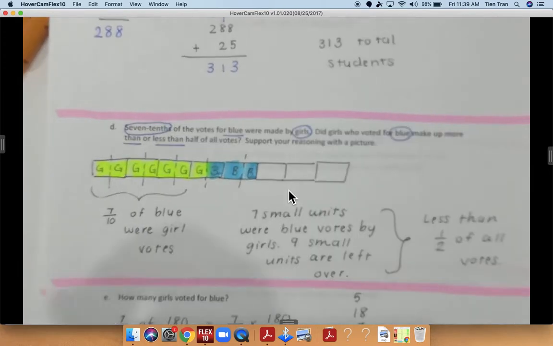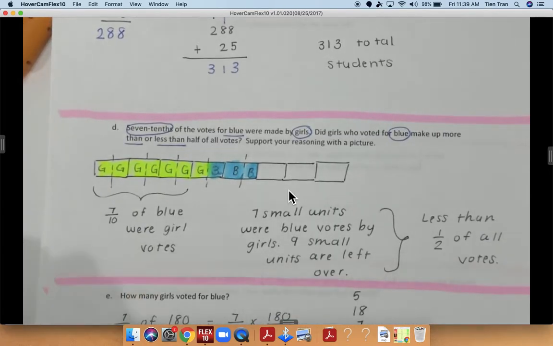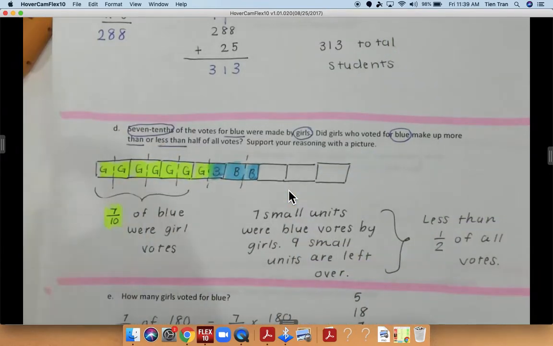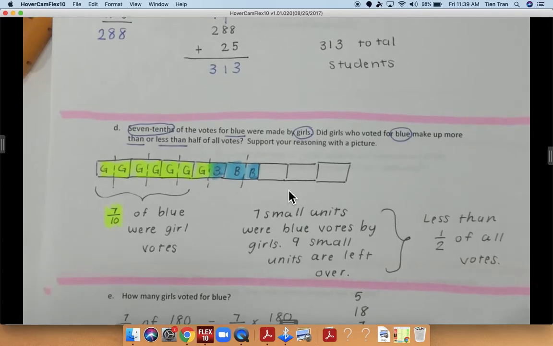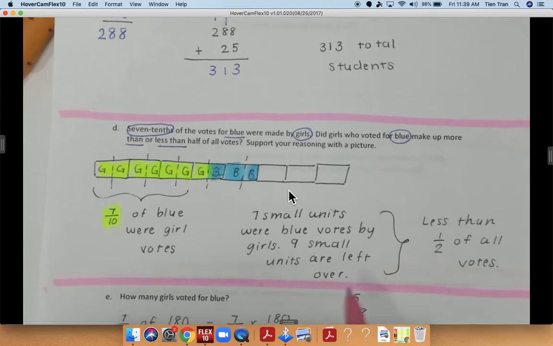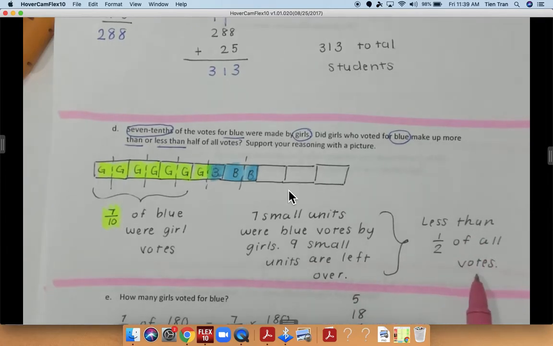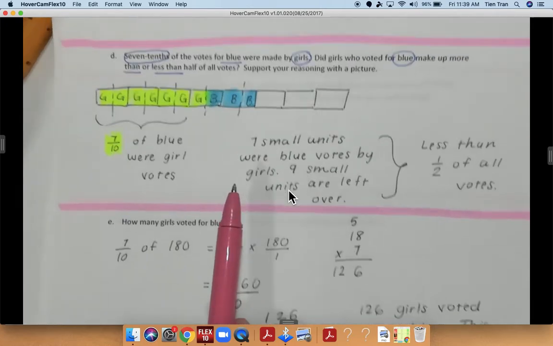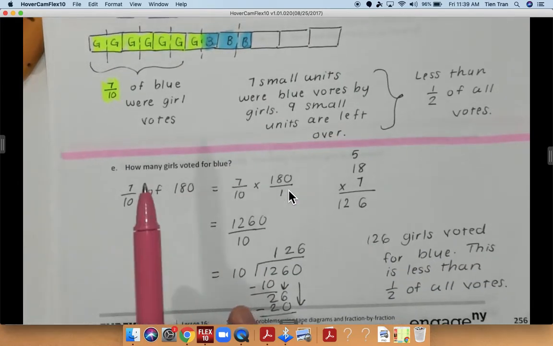Okay, so we know that 7/10 of blue were girl votes. And we also know that there were some boy votes. 7 small units were blue votes by girls, and 9 small units are left over. Less than half of all votes in all. So now the final question is for question E. It says here, how many girls voted for blue?